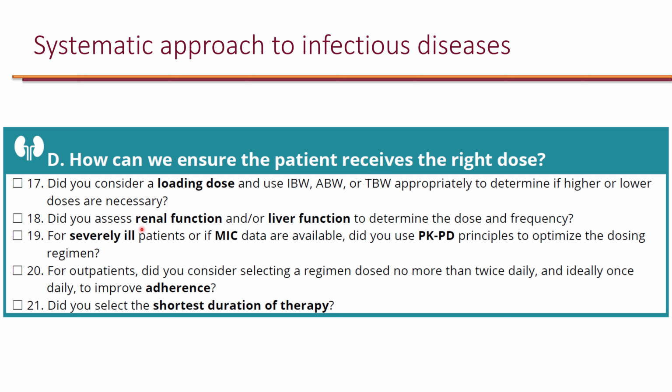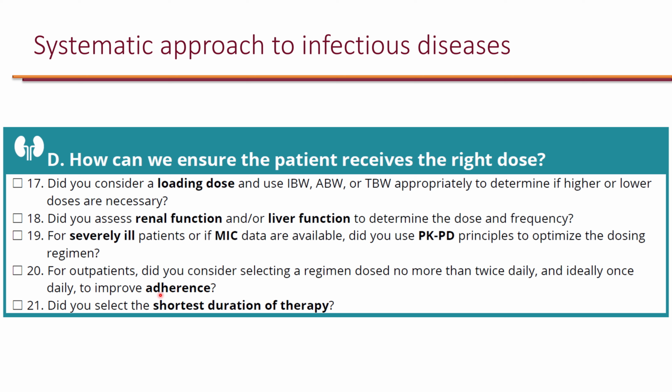And sometimes you need dose adjustments. Depending on renal function and liver function, you may need to adjust the dose. And in severely ill patients, or any time that you have MIC data available, you want to optimize PK/PD. I'll talk about what that means in a minute. For outpatients, you want to make sure you increase adherence. In general, it's hard to improve adherence if you give the drug more than twice a day.